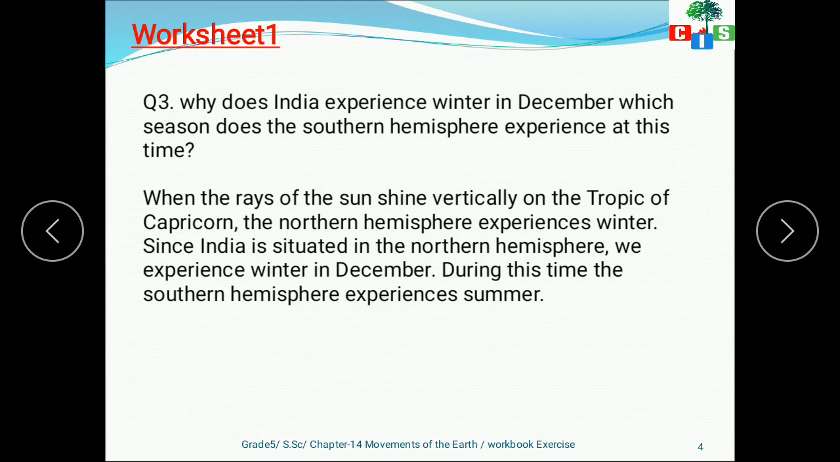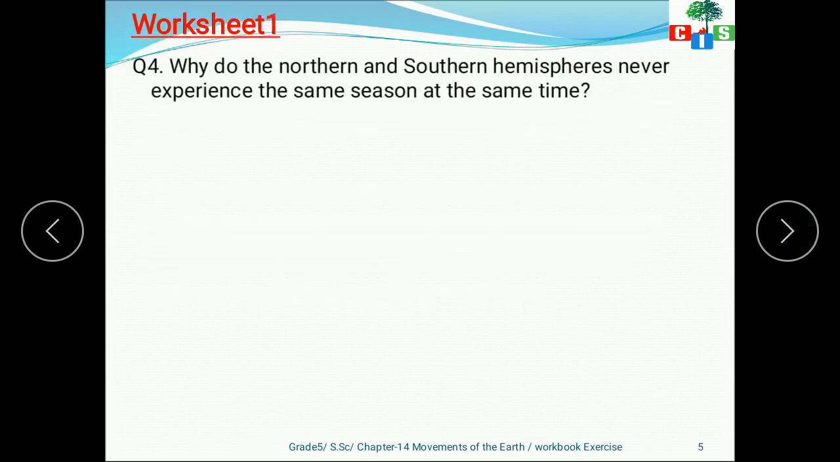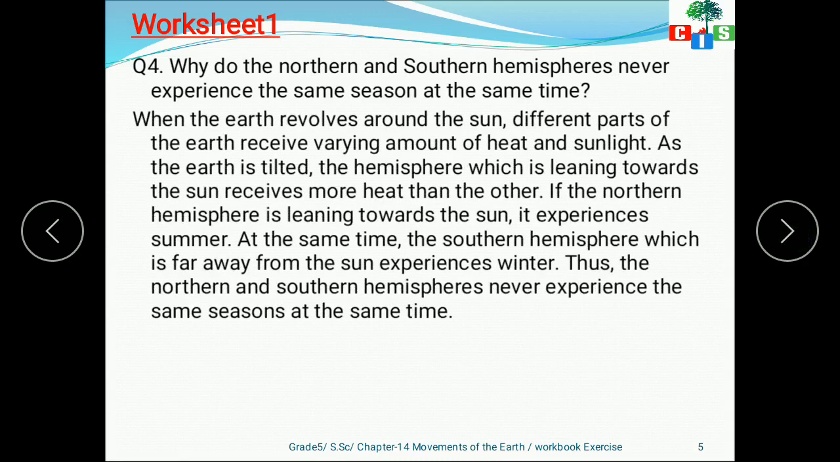And the last question of the same worksheet is, why do the northern and southern hemispheres never experience the same season at the same time? So what is the reason behind why they don't have the same season at the same time? So the answer is when the earth revolves around the sun. As we all know that season is due to the revolution of the earth around the sun.